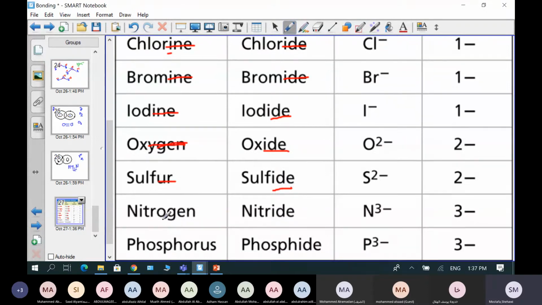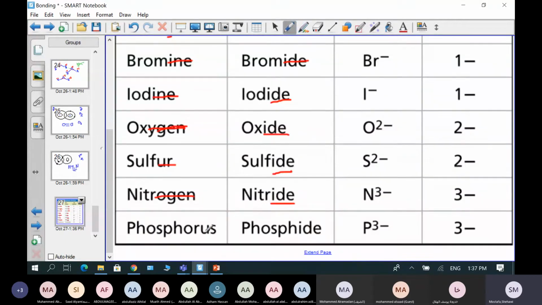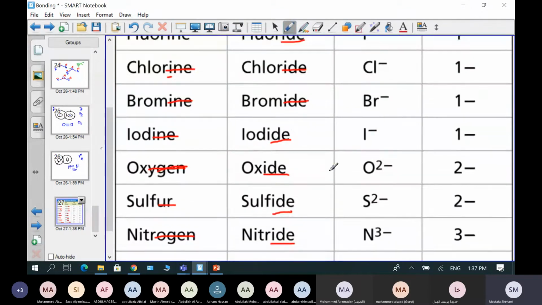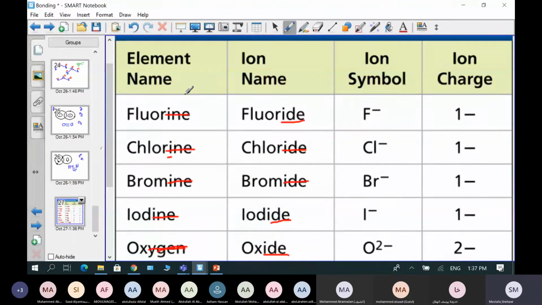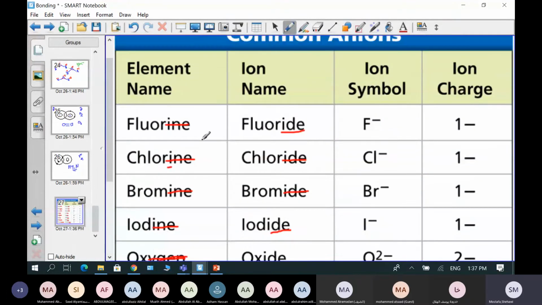We add IDE to nitrogen, so nitride. Phosphorus, we add IDE, phosphide. So that's how to name anions. This is the element name, this is the ion name. We delete the last syllable and we add the suffix IDE.